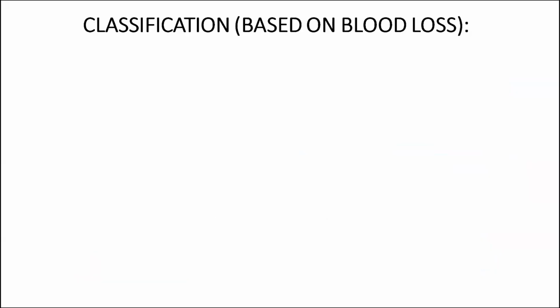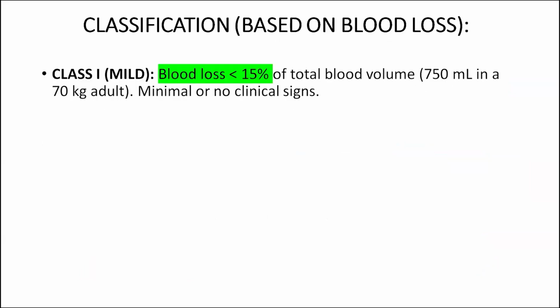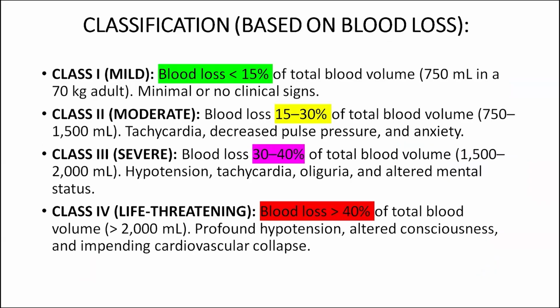Classification is the next important thing in hemorrhagic shock. It is classified into four classes. Class 1 is mild, blood loss less than 15% of the total blood volume, around 750 ml in a 70 kg adult. Class 2 is moderate hemorrhagic shock, between 15 to 30% loss, 750 to 1500 ml of blood loss. Here you will see tachycardia, decreased pulse pressure, anxiety, etc. So altered mental status happens in class 2 shock.